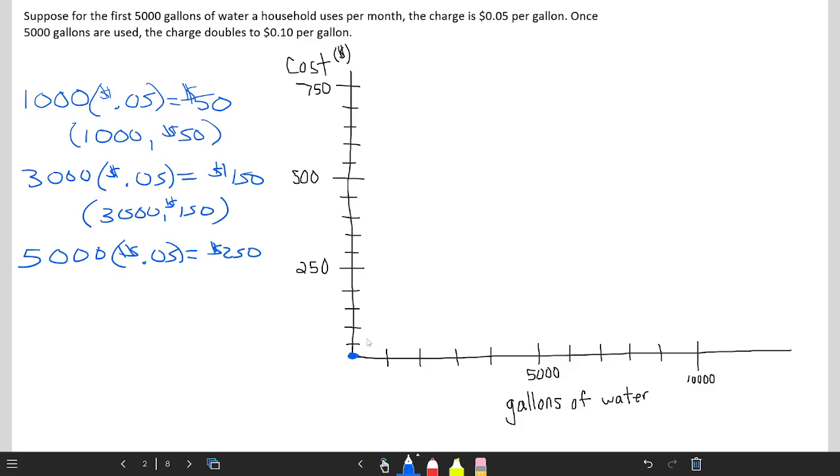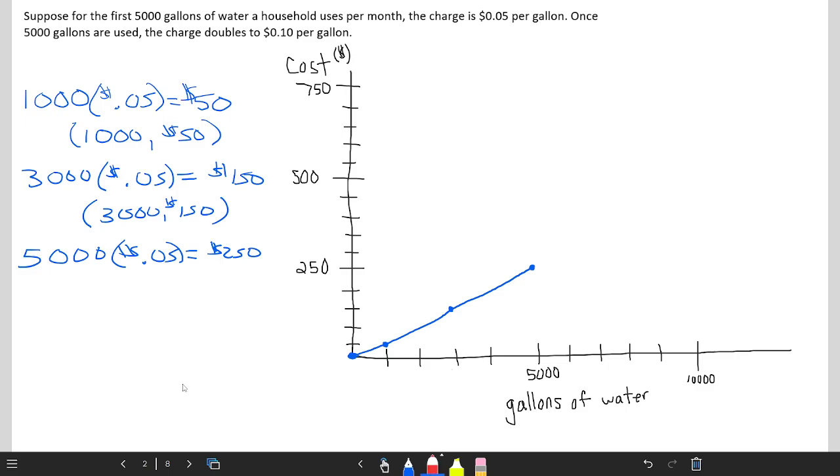And so let's plot these points here. I've scaled my x-axis by 1,000 and I've scaled my y-axis by 50. And so then we can connect those points there. And so there's our straight line segment representing the first 5,000 gallons.